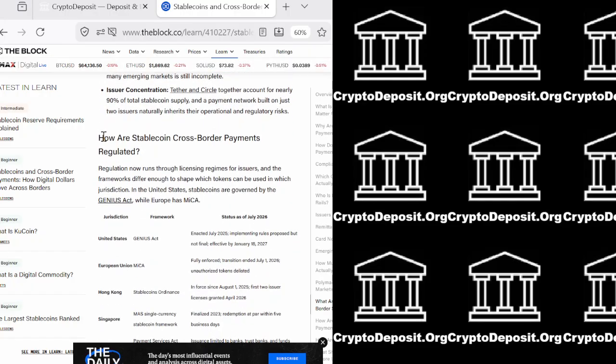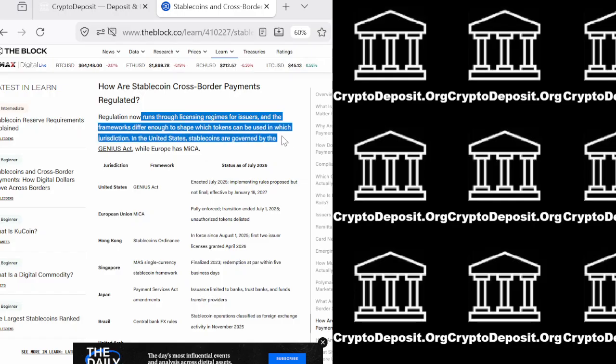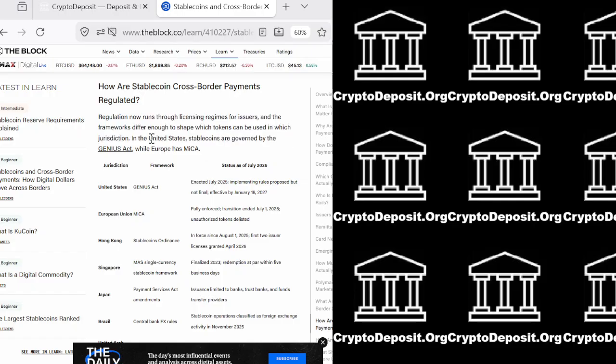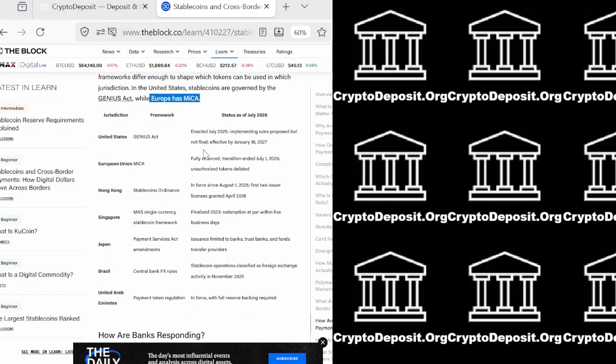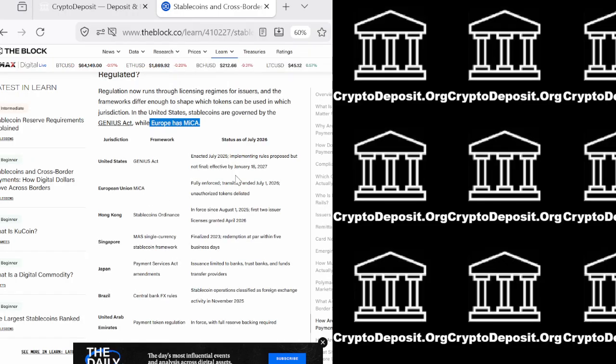Now, next section, how are stablecoin cross-border payments regulated? Regulation now runs through licensing regimes for issuers, and the frameworks differ enough to shape which tokens can be used in which jurisdiction. So in the United States, stablecoins are governed by the Genius Act, while Europe has the MiCA. So of course, we got the jurisdiction on the left, the framework on the right, meaning what is the updated legal framework, and then on the right, the status as of the month of July 2026.